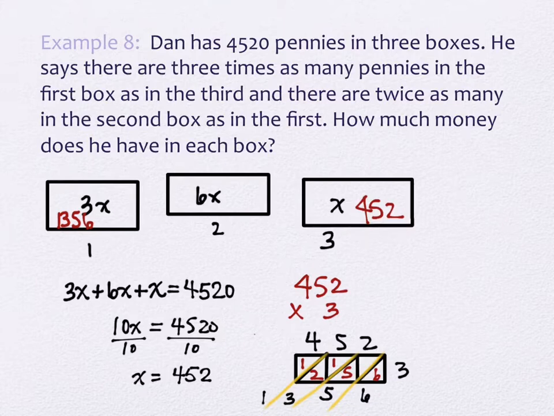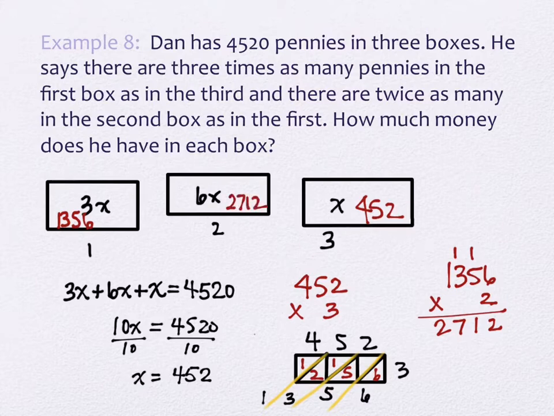I need to multiply that by 2. So 1356 times 2. And let's do this one with the standard algorithm. So 6 times 2 would be 12. 5 times 2, 10, and then I have to add a 1 to make 11. 3 times 2 would be 6 plus 1 is 7. And then 2 times 1 would be 2. So there's 2712 pennies in box 2. Have I answered the question?